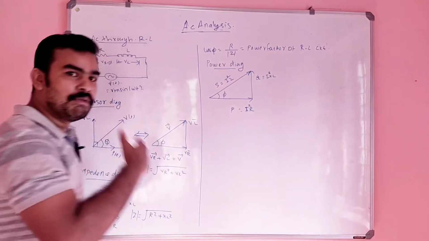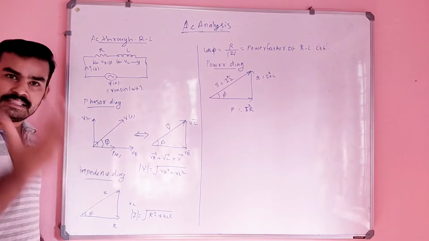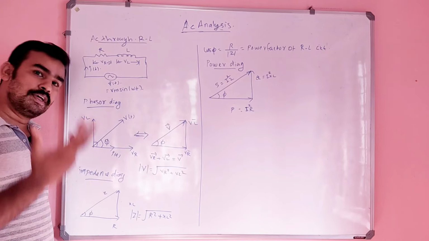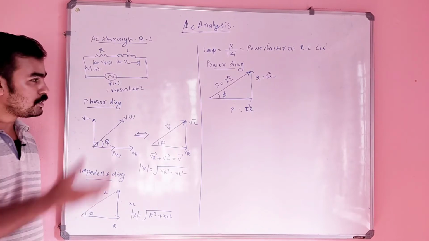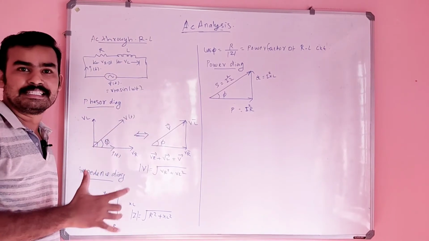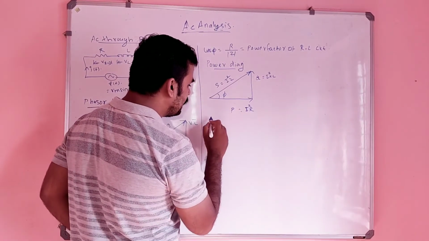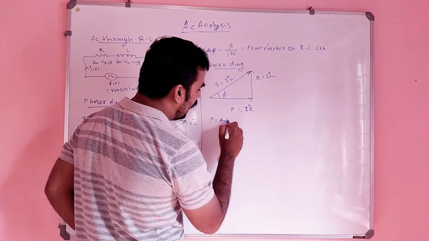In your textbook, there are different methods to solve all these things. You may follow that also, it's up to you. This is my way of deriving all the things. So this is P. This P is called the active power.